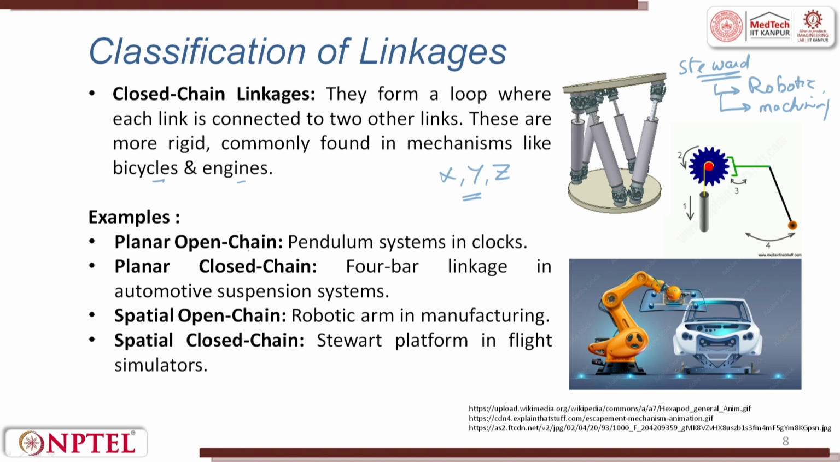The example of planar open chain is the pendulum system in a clock. Then planar closed link is a 4-bar mechanism used in automobile suspension. Spatial open chain is in the robotic arm, we have already discussed. Spatial closed is a Stewart platform which is used in flight simulators. Everywhere they use these examples. So, different types of mechanisms. What are the different types of mechanisms? There are many, but I am just giving you some of the examples.